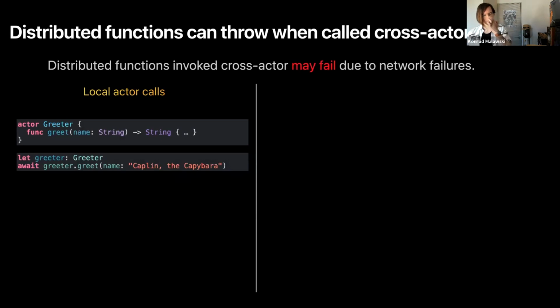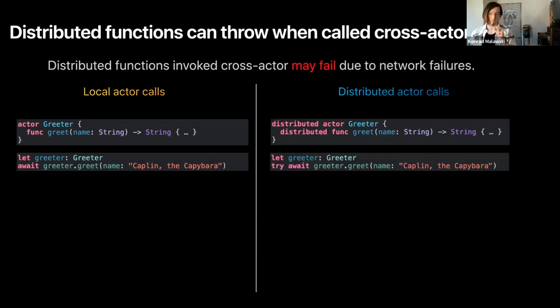Now, the other effect of distributed functions is on the call sites. If you just have a local actor greeter, you declare this greet func. We saw already that this causes async await across actor boundaries, right? So you have to await this greet call. What distributed calls cause is not only is it asynchronous, because there's going to be networking involved, it's also throwing.